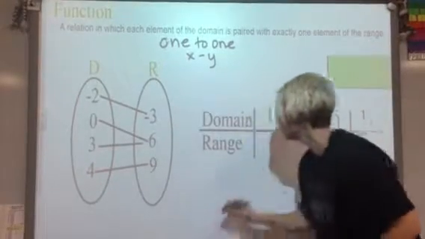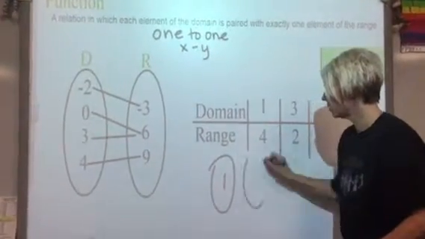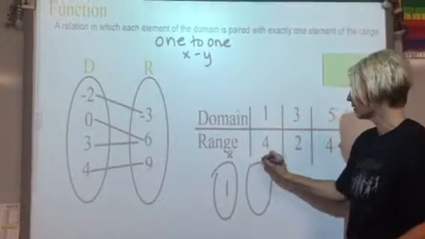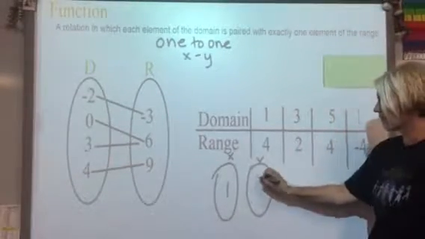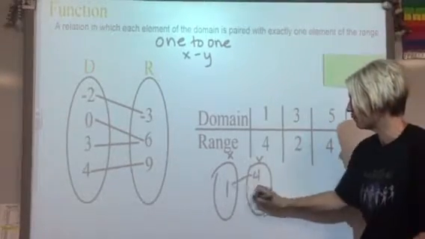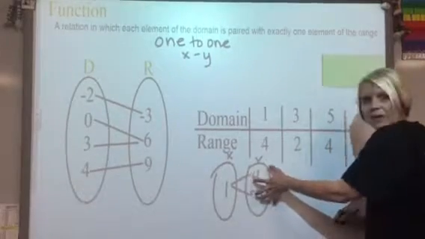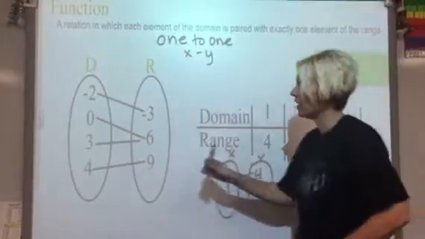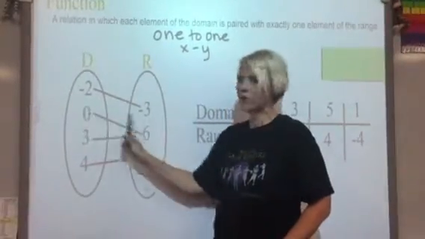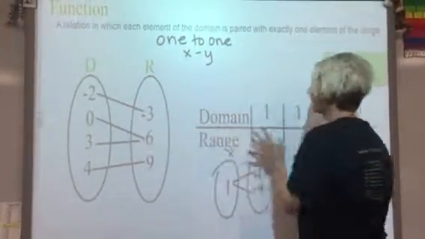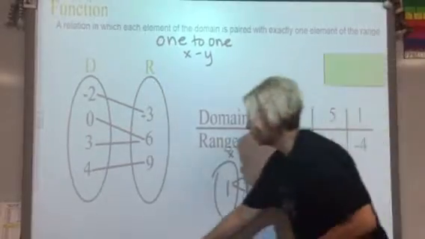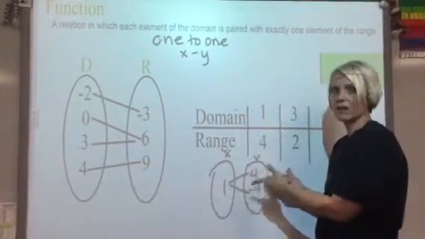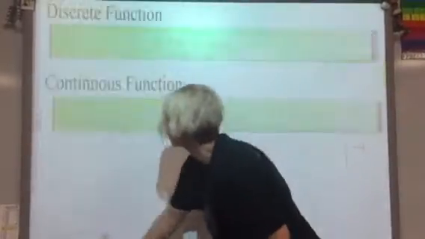If I drew the map for this, this would be a 1 in the x. My y, I would have a 4 and a negative 4, and I would have one pairing with two different outputs. That's not okay. This is a 1 to 2. It has to be 1 to 1. This is a 1 to 1, this is a 1 to 1. So this is a yes, this is a no. So you'll have to look at some different relations and figure out if they're functions or not.